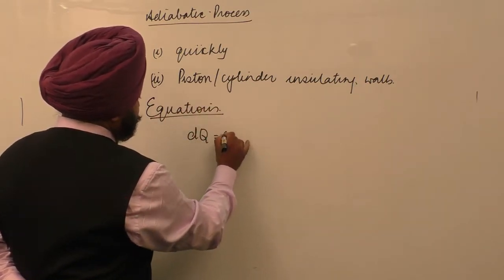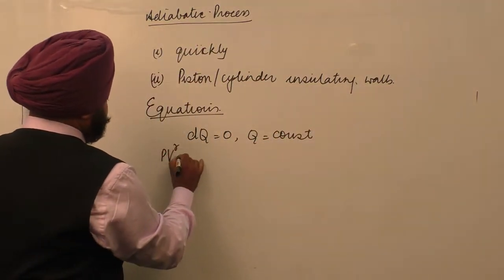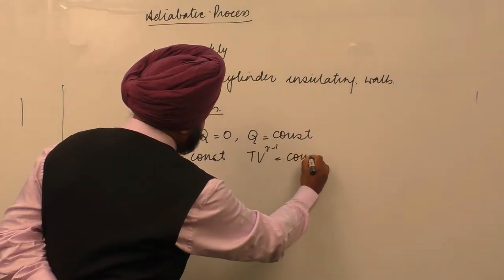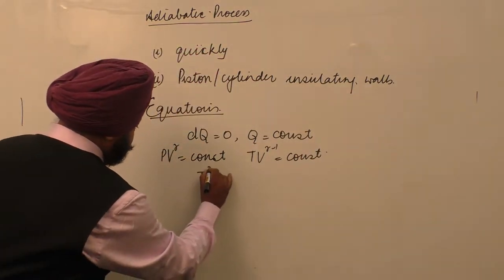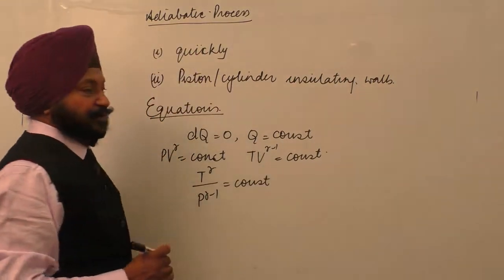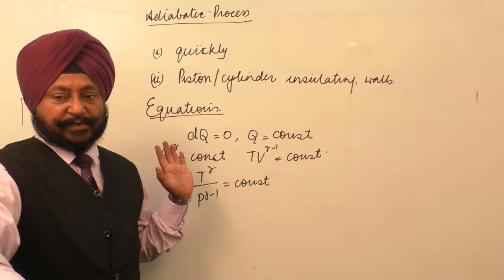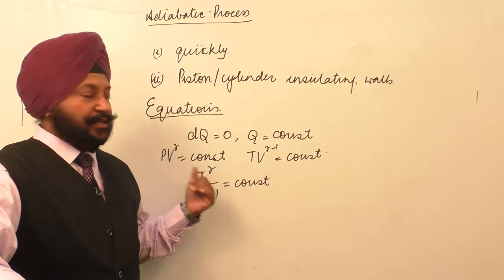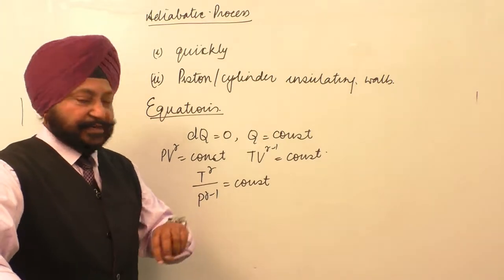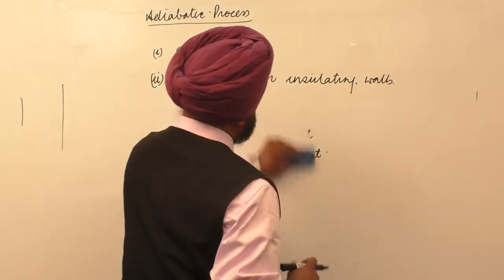There is no exchange of heat, or we can say that Q is equal to constant, or we can say PV to the power gamma is equal to constant, or we can say TV to the power gamma minus 1 is equal to constant, or we can say T to the power gamma, P to the power gamma minus 1 is constant. Now, these are the equations we use for an adiabatic process. dQ is equal to 0, or there is no change of heat, Q remains constant. TV to the power gamma minus 1 is constant, T to the power gamma over P to the power gamma minus 1 is constant. These are the equations we use to represent an adiabatic process.